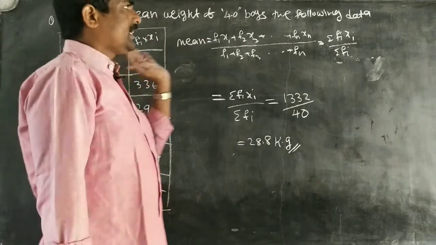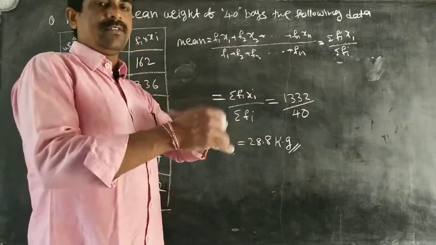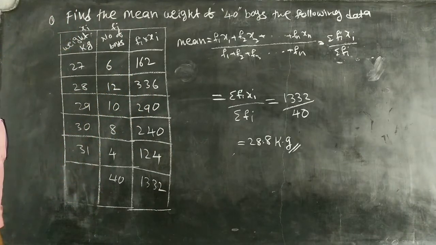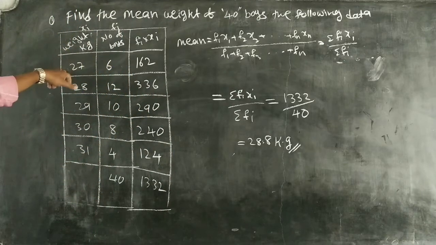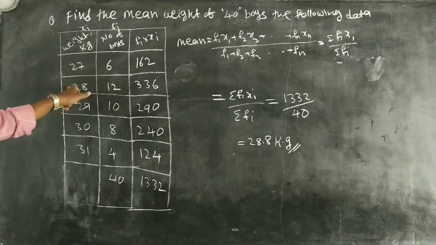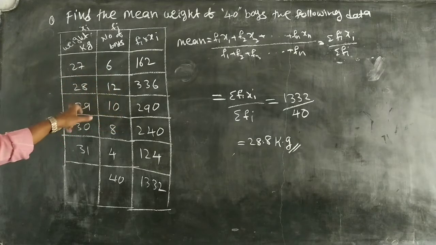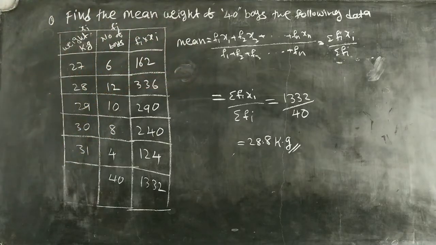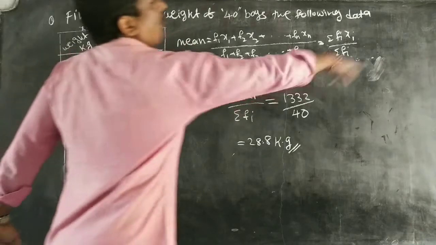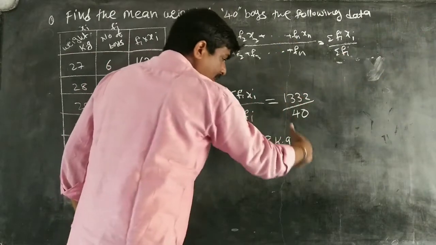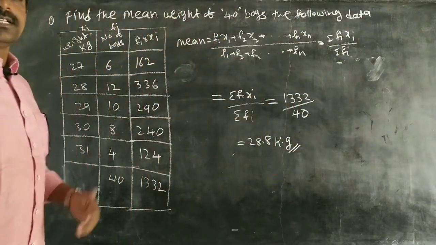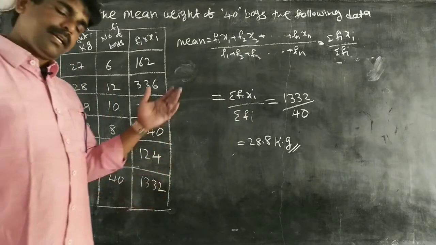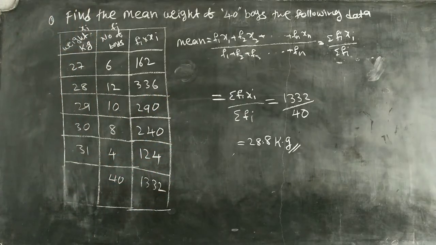If it is given singly, we can easily find it. But when it is given in groups, at that time we are using this data. Because 6 members have the same weight, 12 members have the same weight, 10 members have the same weight, 8 members have the same. Compared to that, this is easy data. Otherwise, we have to take 40 members, add, and then divide by 40. This is another method. Okay? Right. Copy it.